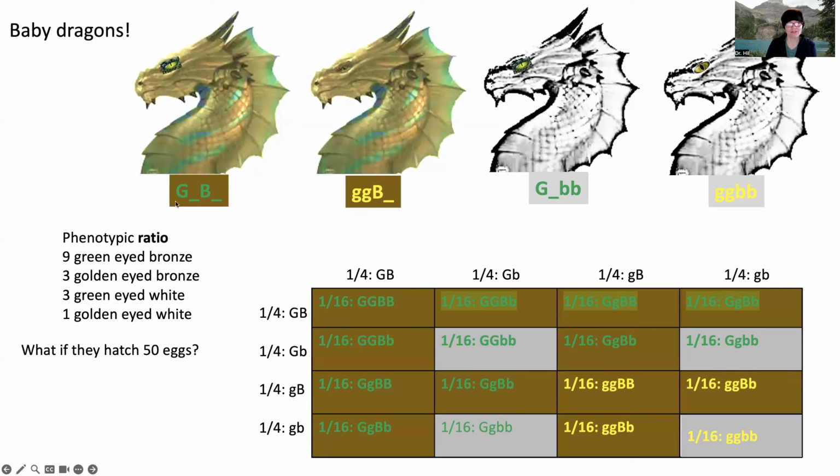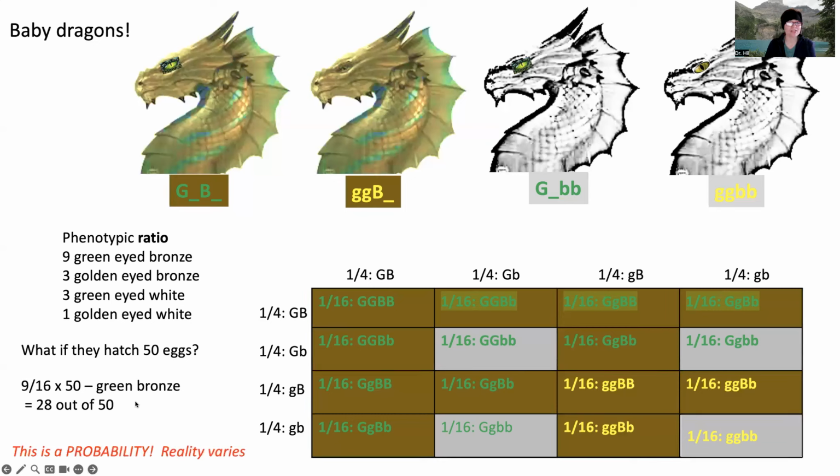Now, it's just a ratio. It's not like every time you mate these dragons, they only have 16 kids. What if they had 50 eggs and they all hatched? Well, we can predict our expectations for these different types of dragons by taking the ratio, right? 9 out of 16 times 50 will give you green-eyed bronze dragons. So 28 out of the 50 dragons we expect to be green-eyed with bronze skin. And we can do that same kind of math. We can say, well, 3 out of 16 times we're expecting this golden-eyed bronze dragon. So that's 3 out of 16 times 50 will give you a different number.